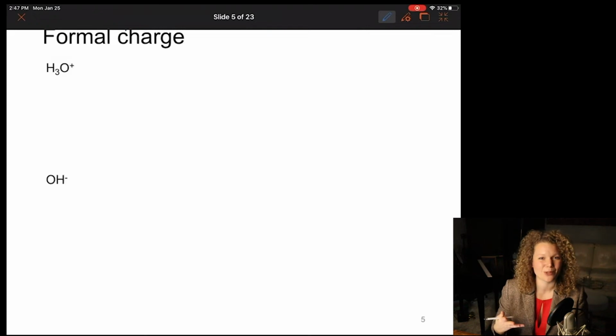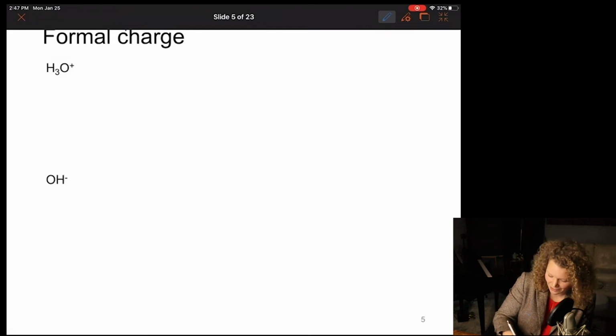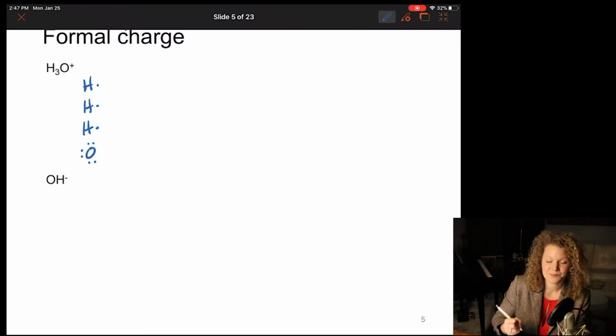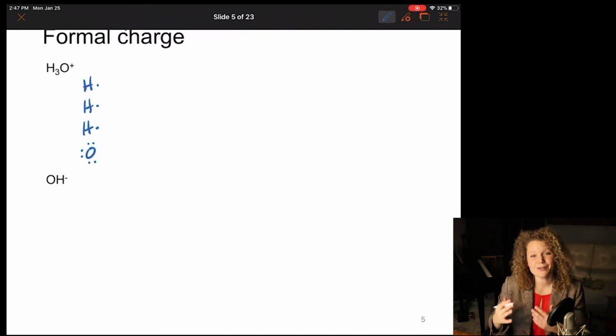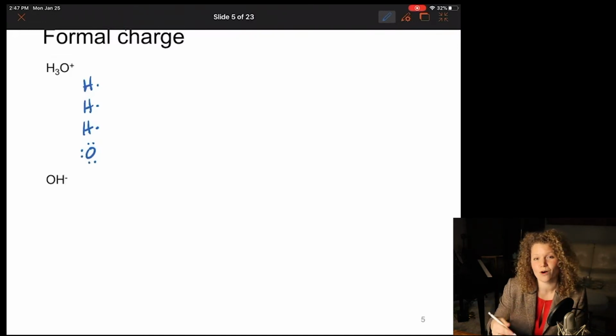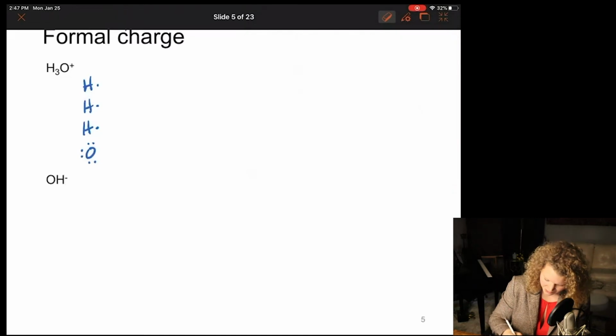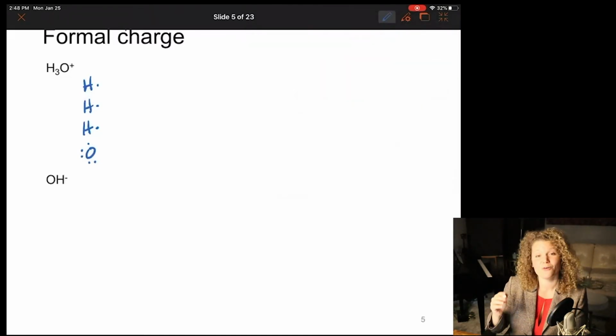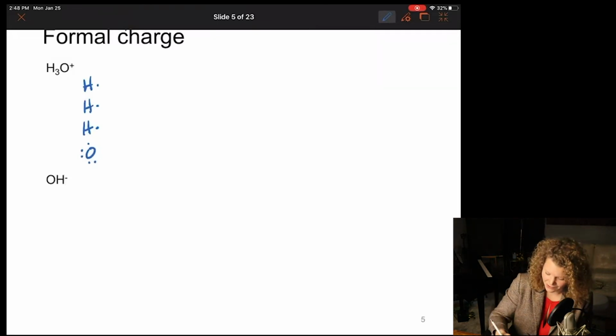Let's do some practice problems together. So here we have H3O+. So we've got a hydrogen, a hydrogen, a hydrogen, and an oxygen. And we know that oxygen has 6 electrons. Because the formal charge is positive, this means that one of the electrons in our oxygen is no longer there. So essentially, you would just erase one of your electrons. So now we have 5 electrons for the oxygen.